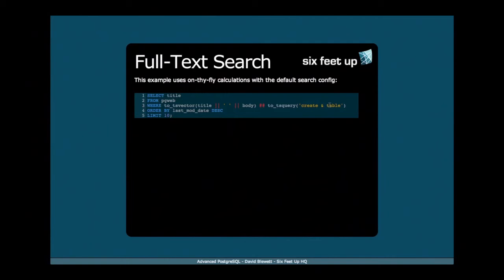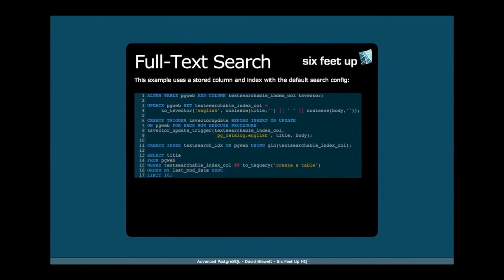Here's a little bit more involved example where we're going to create a column to add to the table to store the parsed representation of the text you want to search, create a trigger to keep that column up to date, create an index on the column, and then basically the same query we had before. So we add our text searchable index column. You can use any column name. It just needs to be of the TS vector type.